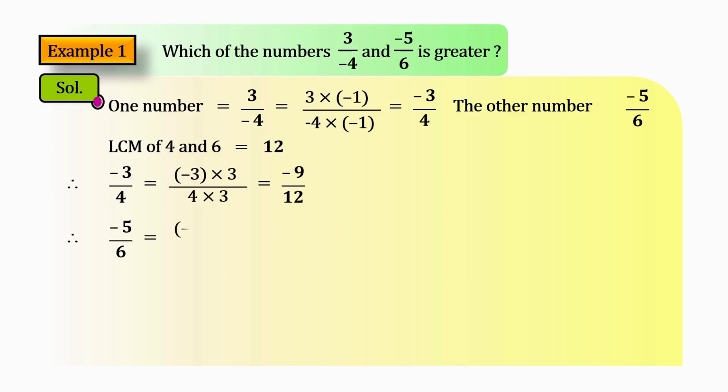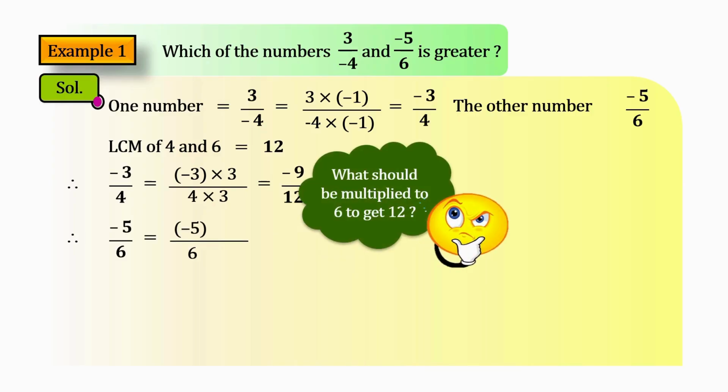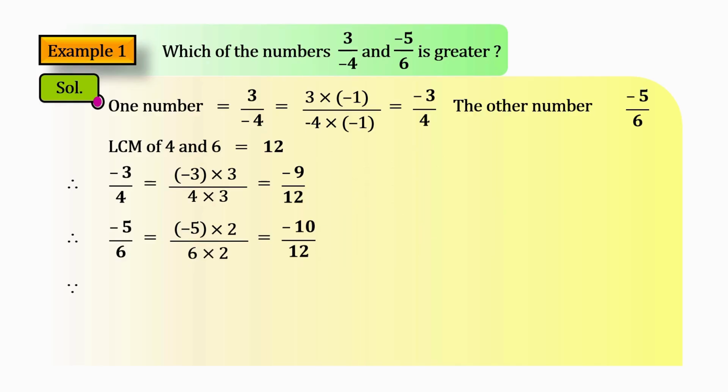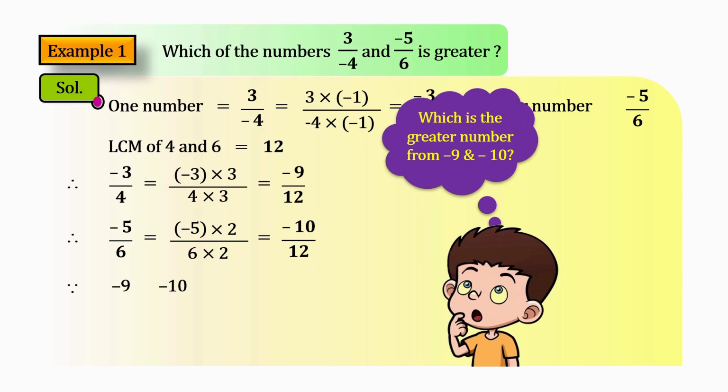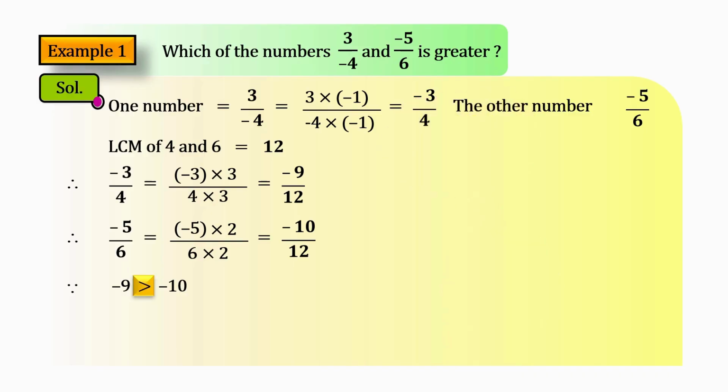Let's take a look at the step by step. So we have to multiply 2 over here in both numerator and denominator. Now they have the same denominator. Now we just need to compare the numerators. So now which is a greater number between minus 9 and minus 10? So minus 9 is greater than minus 10.